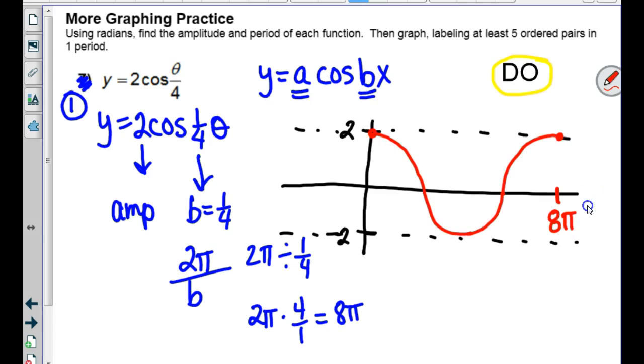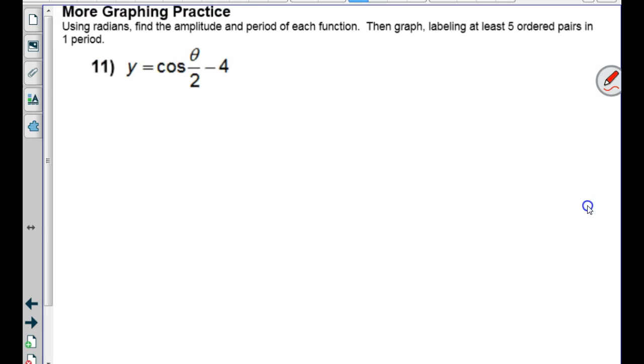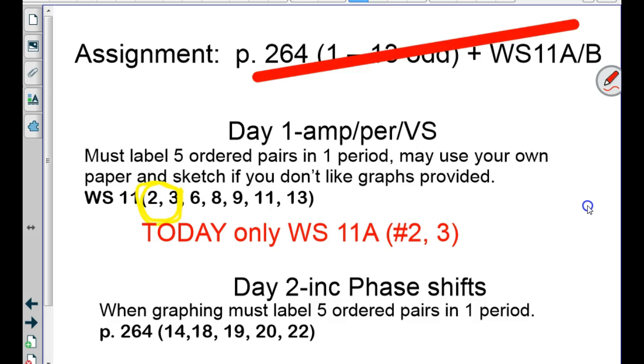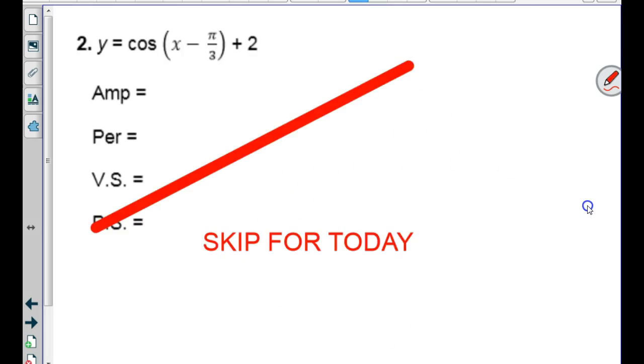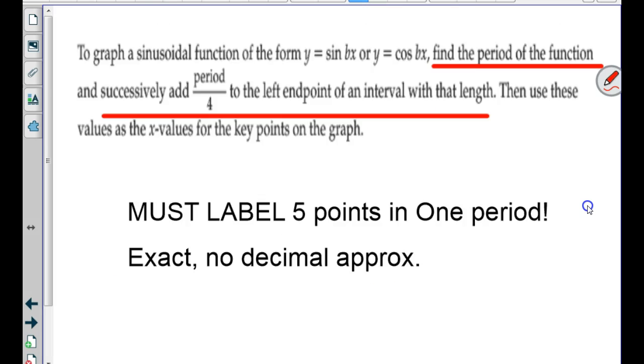Now, I'm going to go to a different slide for just a second here. I think I skipped one I wasn't supposed to skip. Here. Did we talk about this one? You find the period of the function and then you successively add the period divided by 4 to get what are called the quarter points, okay? Quarter points. And you have to graph and label 5 points in one period. That's quarter points plus both endpoints, okay?